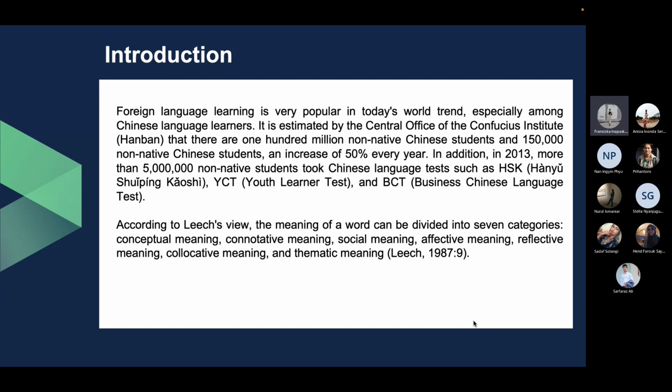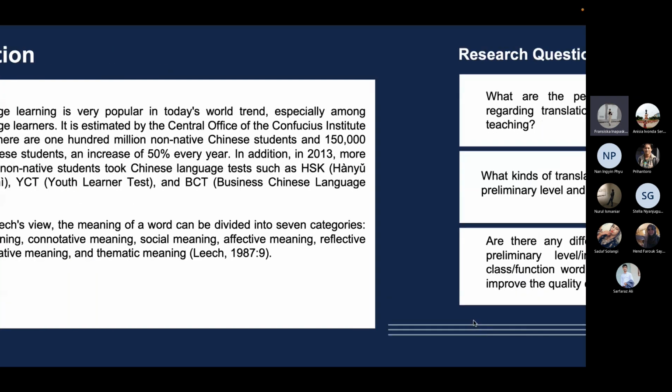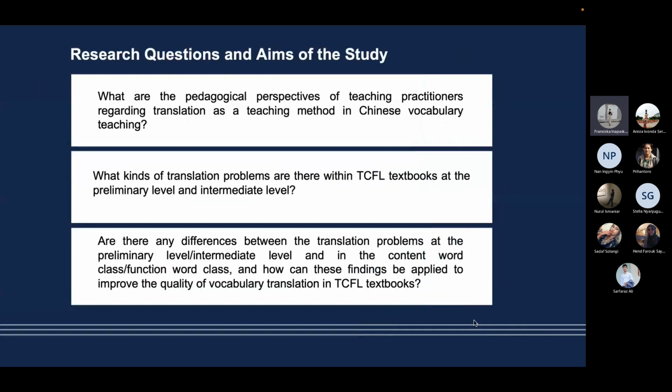So this study focuses on the problem of translating between Chinese and English, especially at the preliminary or intermediate level. This research also focused on the content word class or function word class, using the appropriate perspective of the relevant theories and linguistic approaches, from the semantic, pragmatic, and grammatical angles. And then we go to the next section, the research questions and aims of the study.